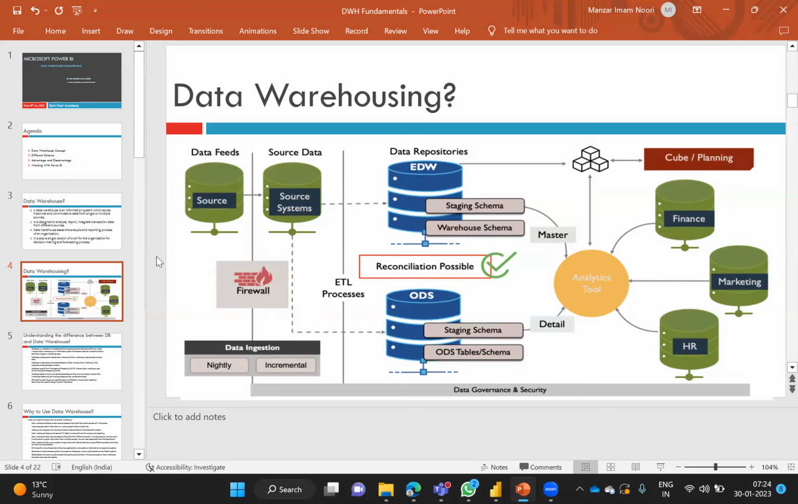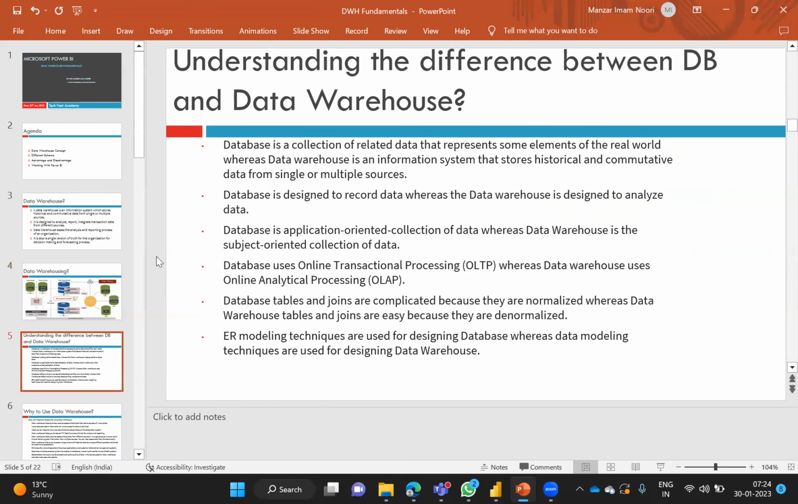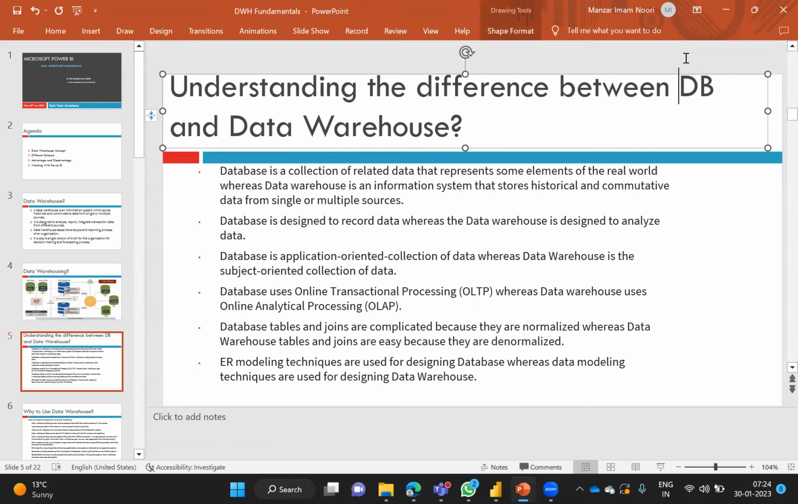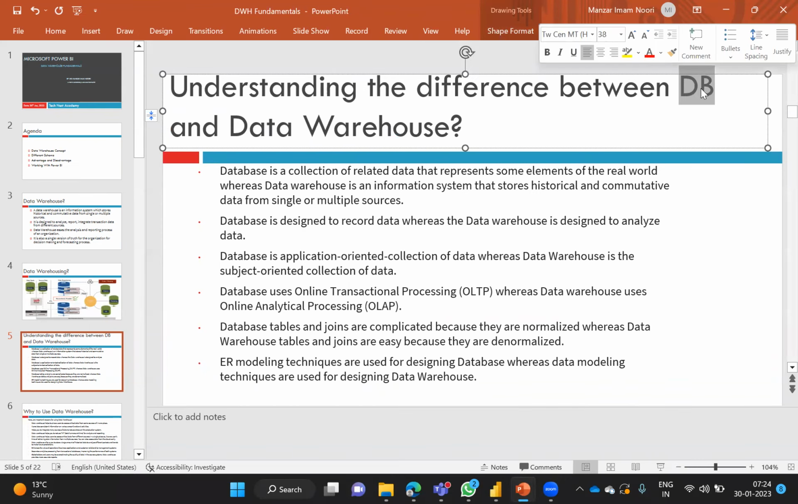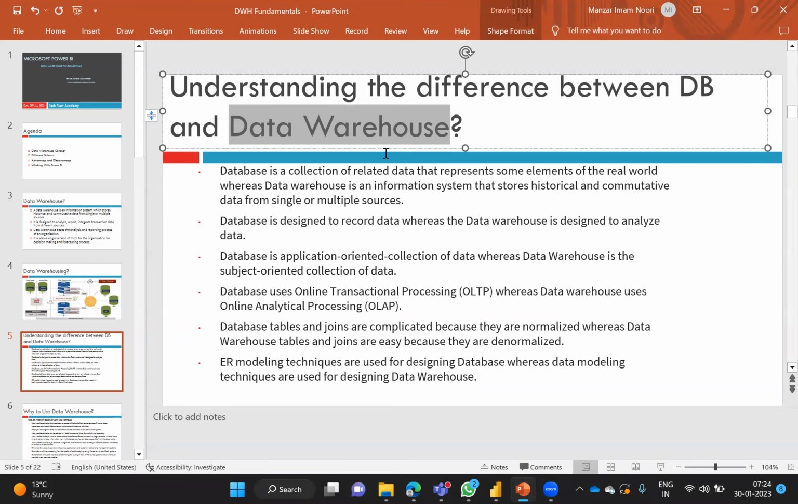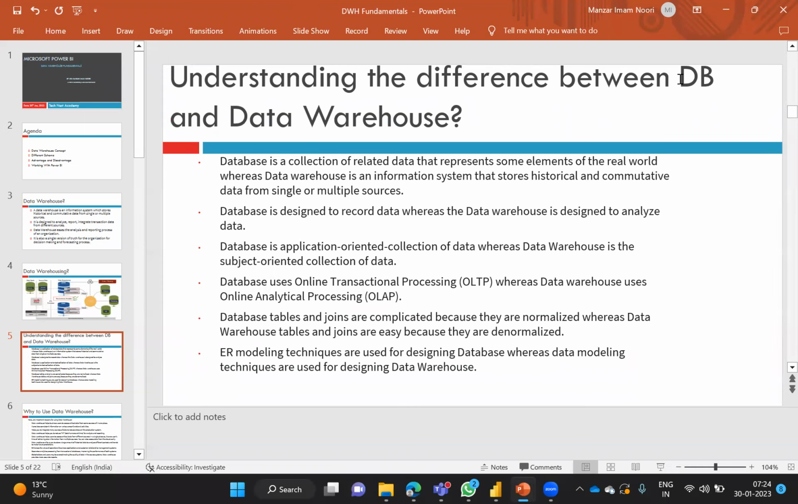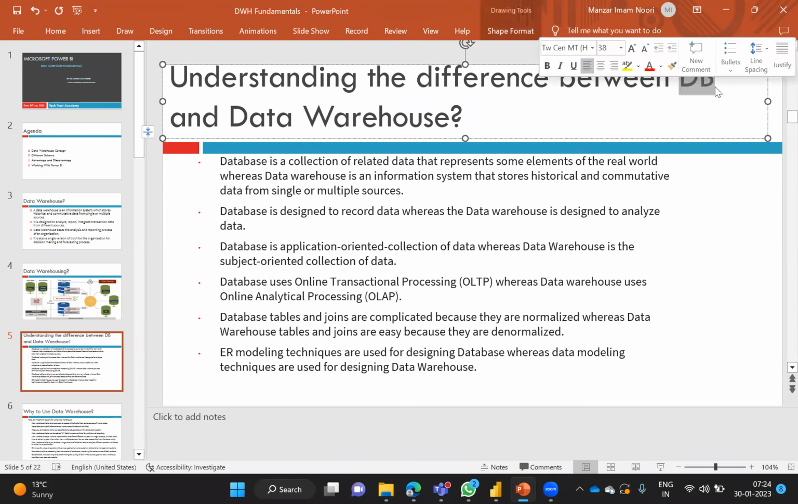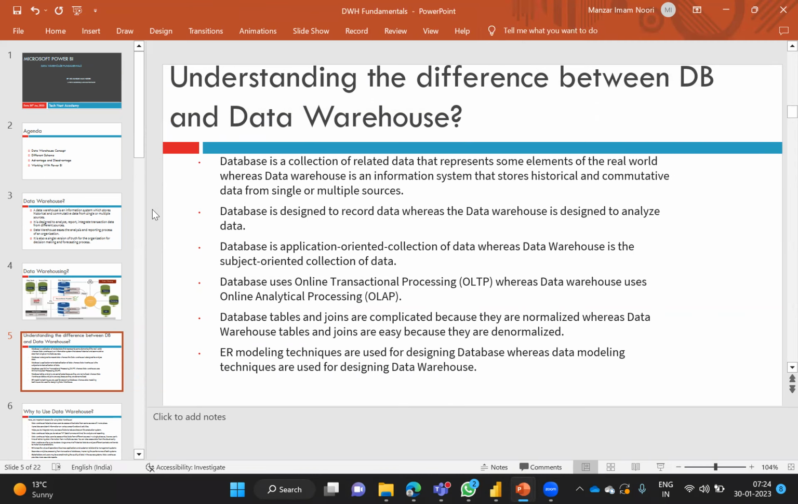Right. Now let's understand a few terminologies. We are already using databases, right? We know the database Oracle. We use Oracle, we use some other database, SQL Server, many other databases we are using. And we also have a data warehouse. So what are the differences between a database and a data warehouse? Why do we have these two?